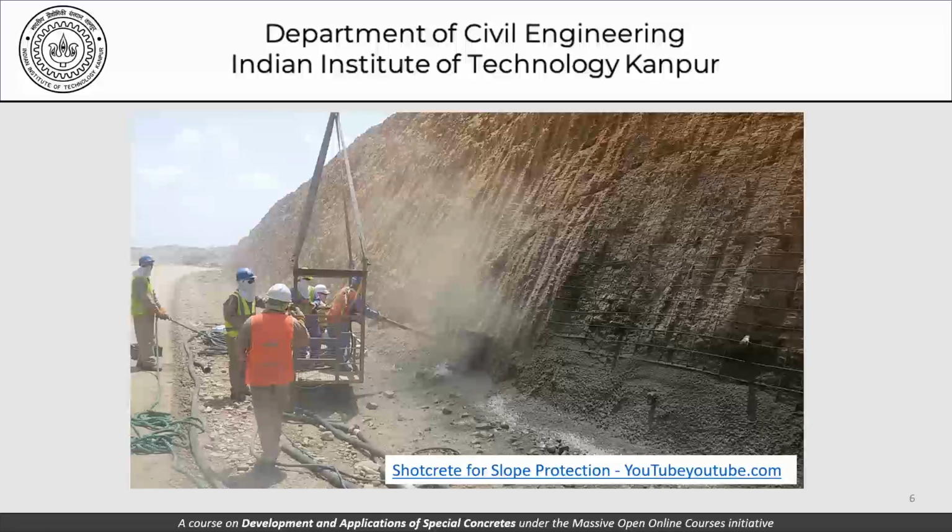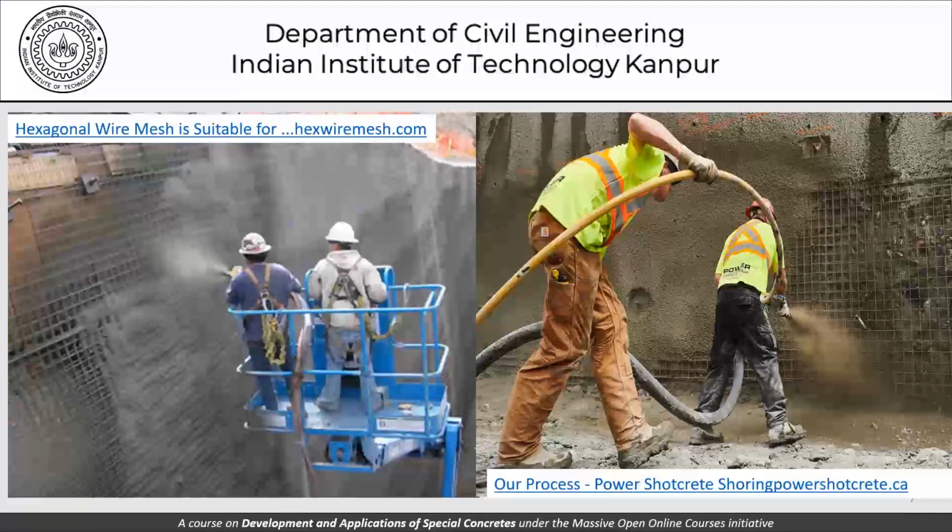Moving forward, this picture particularly shows a more complicated form of deposition of shotcrete, where the operators, the nozzlemen, are being lifted to a position so that they can reach the place where the shotcrete is being deposited. And you should be able to see that we are trying to do reinforced concrete here.